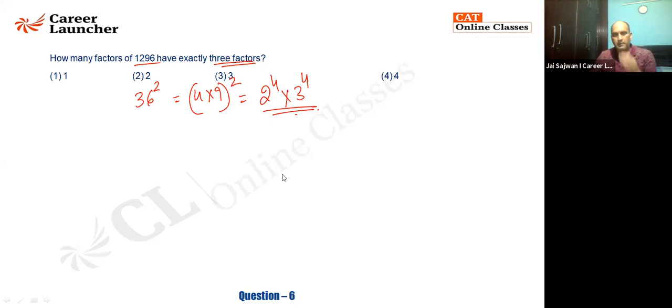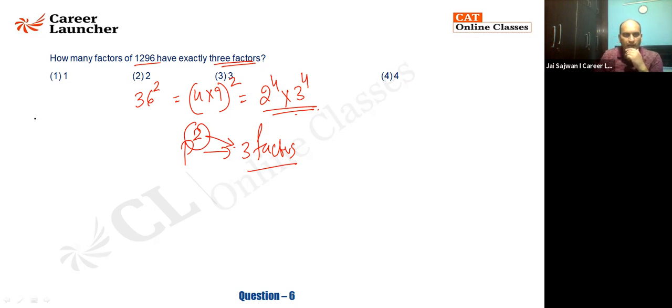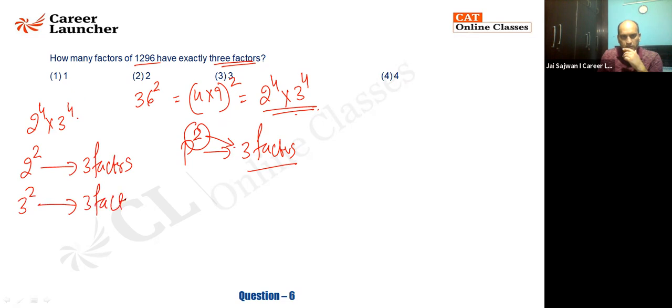So, my dear, if a prime number is having a power of 2, how many factors will it have? 3 factors. I am assuming that you were present in the last class and you remember what we discussed: whatever is the power, you add 1 to it, that will give you the number of factors. We already know the number is 2 to the power 4 and 3 to the power of 4. I know 2 square will have 3 factors. I'll say 3 square will also have 3 factors. So how many factors of 1296 are there which have 3 factors? Only 2.